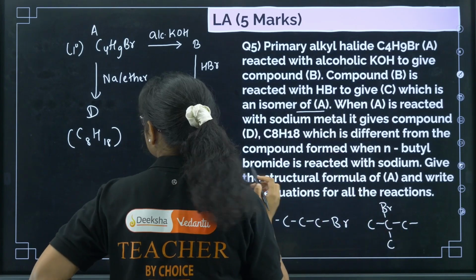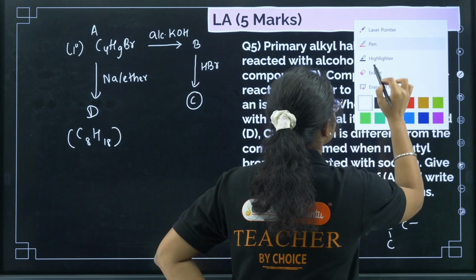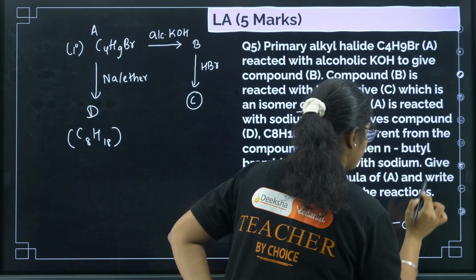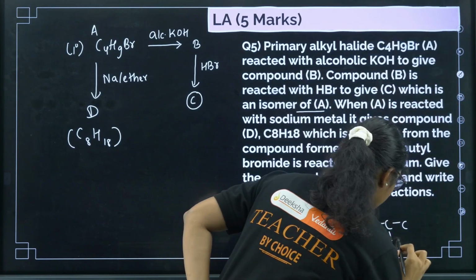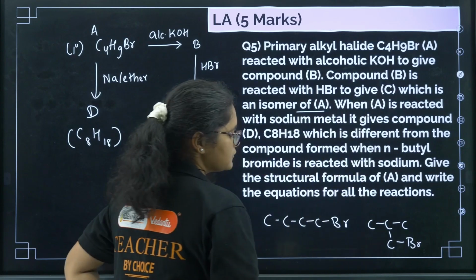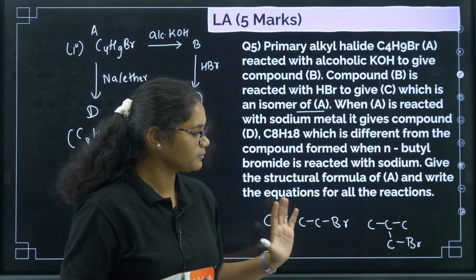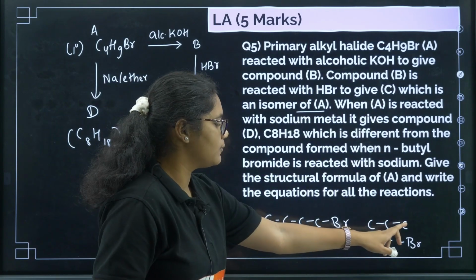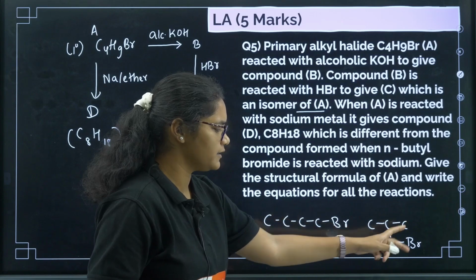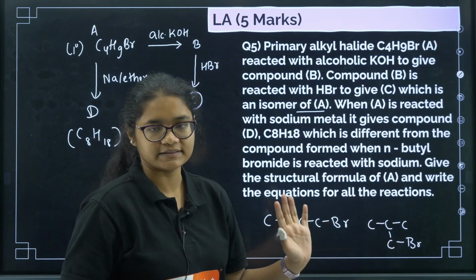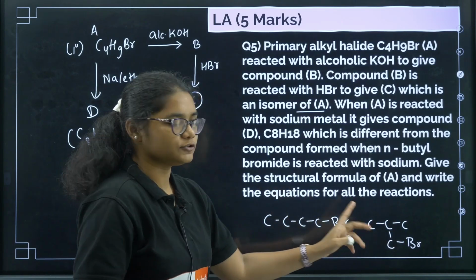Sorry, not this one because it is primary. One second, eraser. Yeah, so I can put Br here. Okay, so these are the two isomers possible. Apart from this, we will not get anything. If you put it on this carbon, it is the same thing. Wherever you put it, all the carbons are equivalent. So we have two isomers.